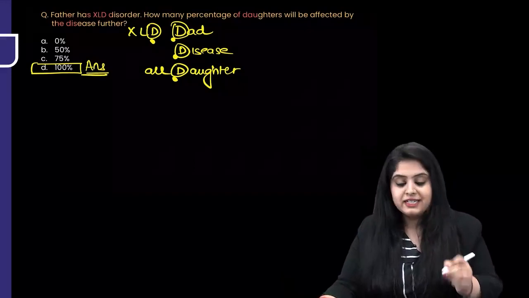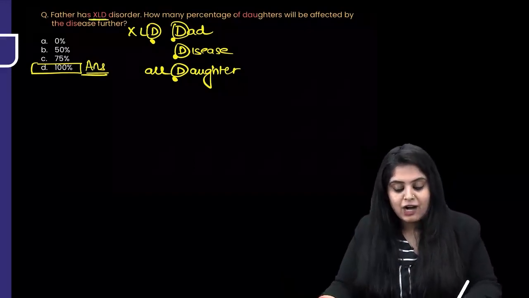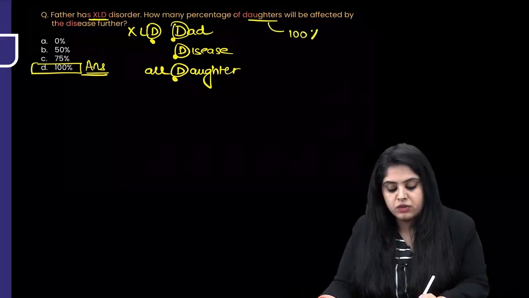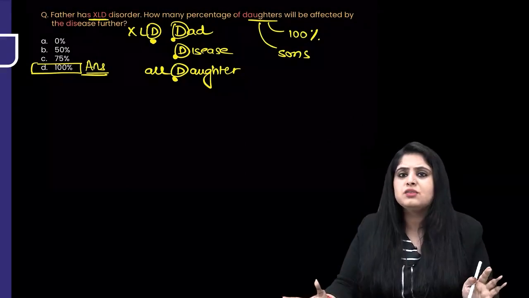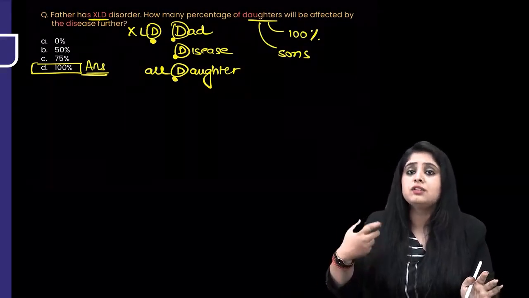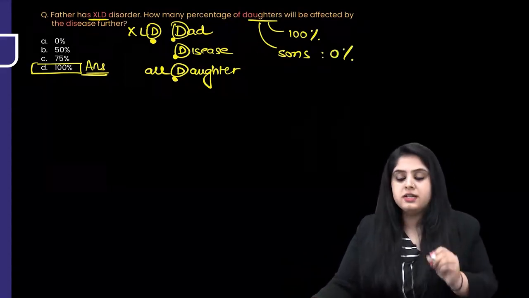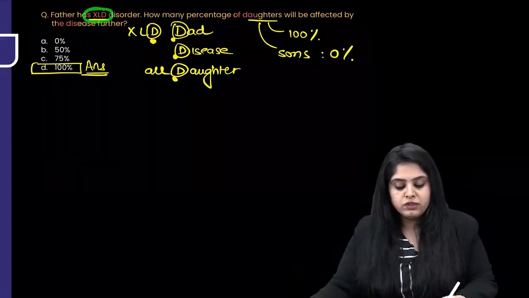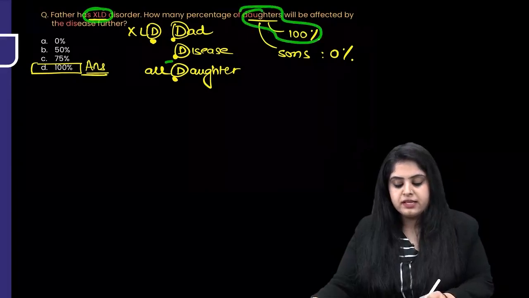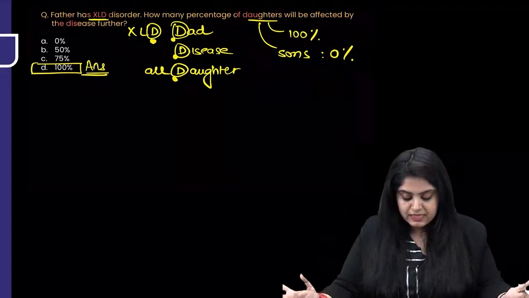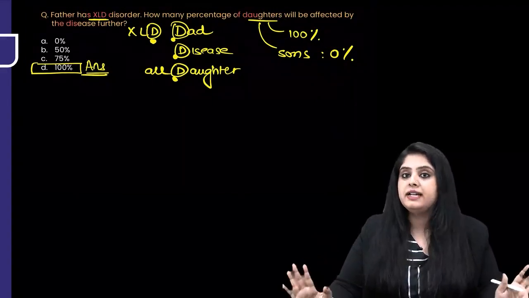If they would have said dad has XLD, how much percentage of sons will be affected? Daughters to 100% affect hoga. But if sons would have been asked, you'll say, ma'am, X chromosome from the father doesn't go to the sons. Father to son ko Y chromosome dega na, not X chromosome. So sons will be 0%. If XLD disorder hai, 100% daughters and 0% sons will be affected. And that marks the end of the Mendelian disorders.